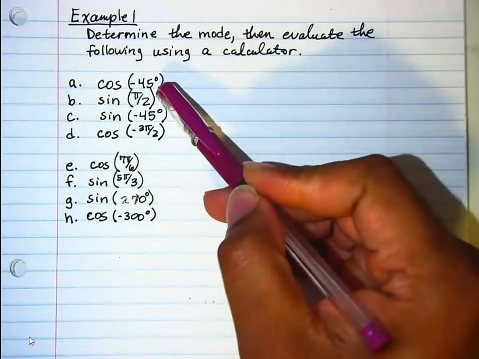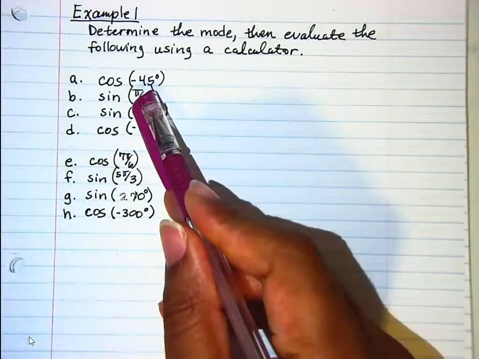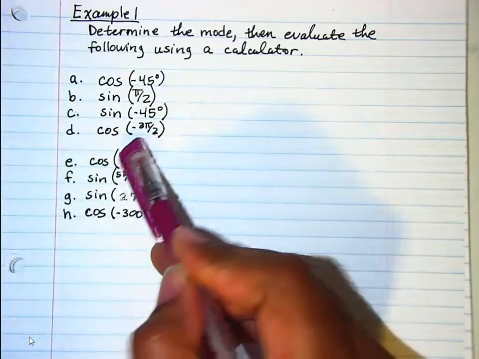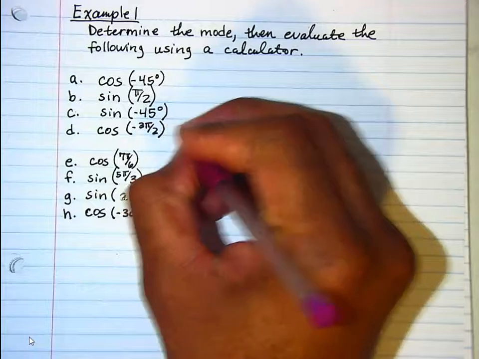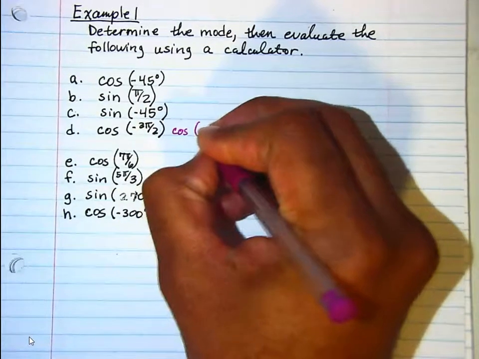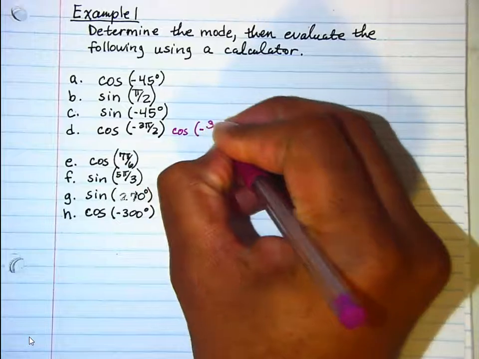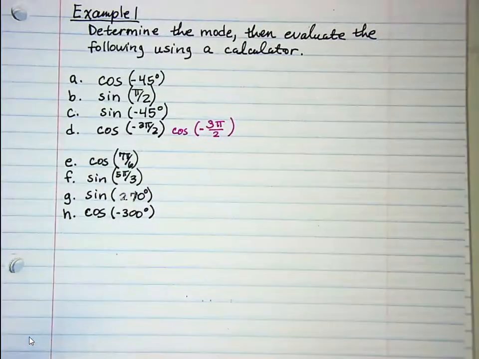This is negative 45 degrees, and then that's 5 pi over 2. This is negative 3 pi over 2. Again, just to make sure anybody is not confused here, this is cosine negative 3 pi divided by 2. So that is a 3 right there. All right, so with that, go write them down really quick.